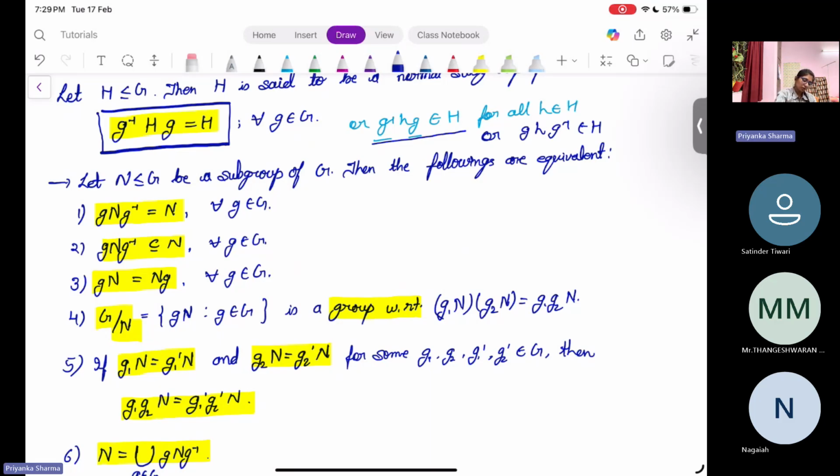Because this is true for all g belongs to G, in place of g we can write g inverse. So these two are also equivalent. Okay, so we are using this condition: g inverse h g belongs to H. If this is true for all h belongs to H and g belongs to G, then we say that H is a normal subgroup of G.